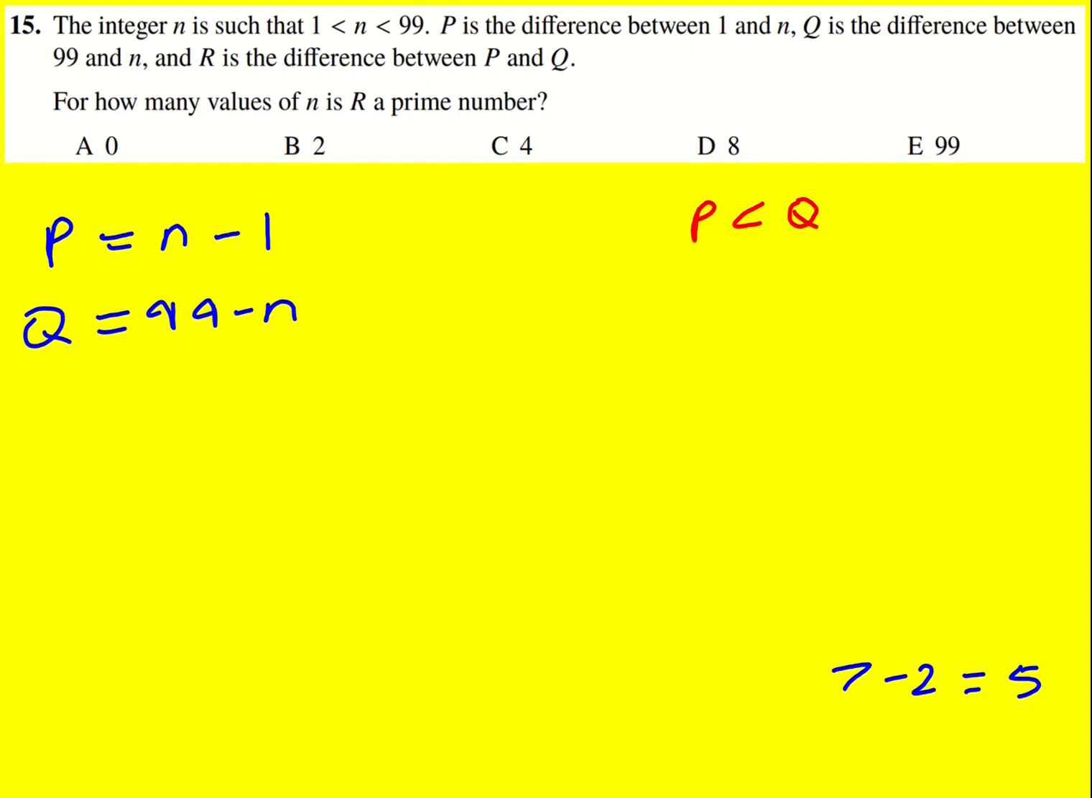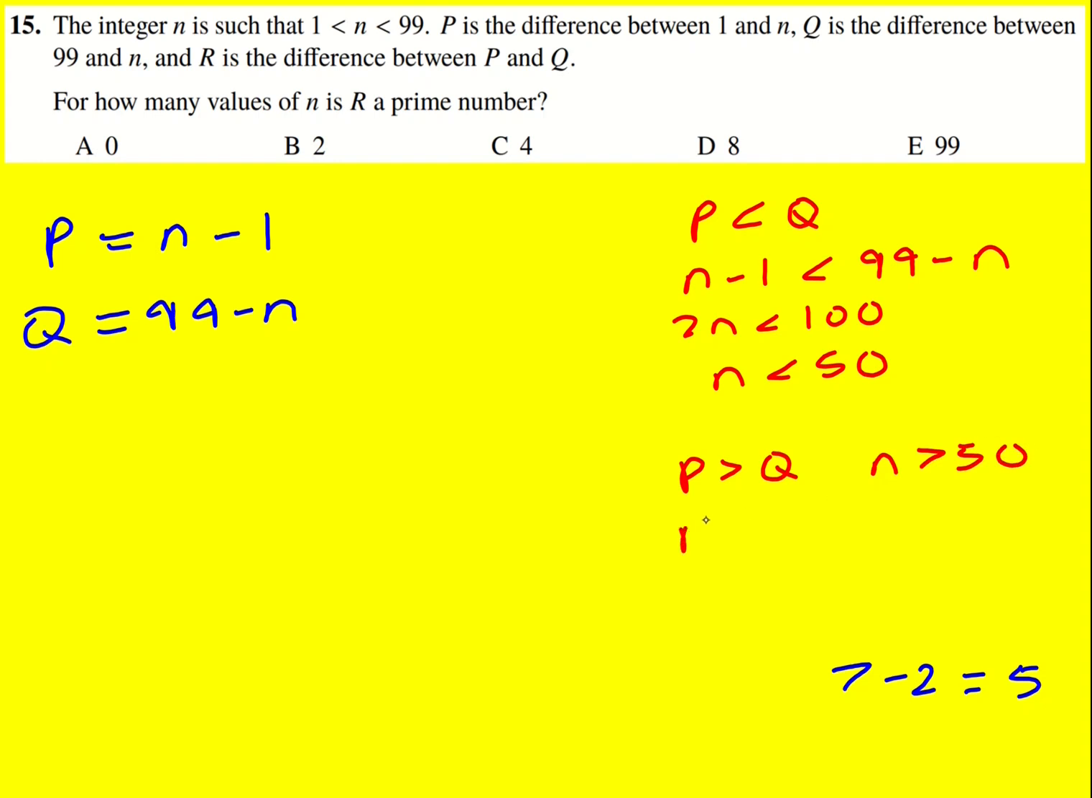You might just set them equal or whatever, but I'm writing an inequality. So n minus 1 is going to be less than 99 minus n. That means 2n is going to be less than 100. So n is going to be less than 50. It's going to be for p greater than q that n is greater than 50, and they're equal when n is equal to 50. So let's come back to finding r. We're going to need to look at when n is less than 50 and when n is greater than 50. You can include 50 in it, but for that scenario, you're going to get r equal to 0.